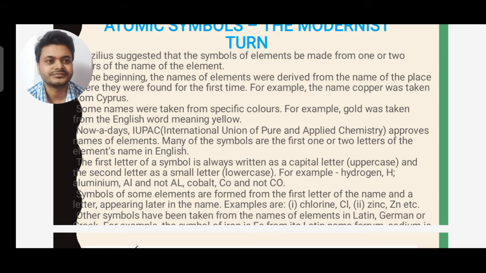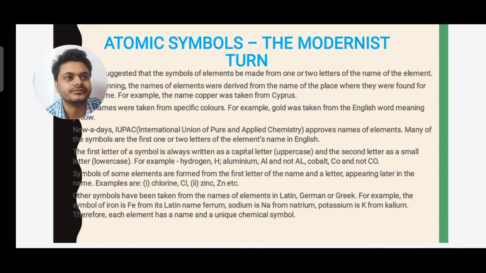Next you can see the examples like chlorine, Cl, and zinc, Zn. For chlorine you have to write capital C and small l, and for zinc capital Z and small n. Other symbols have been taken from the names of elements in Latin, German or Greek.